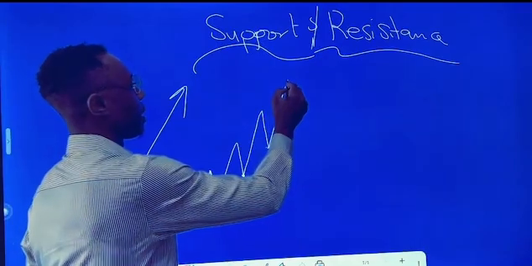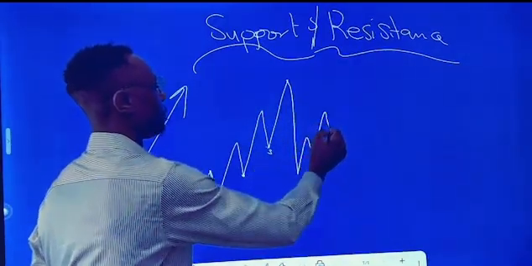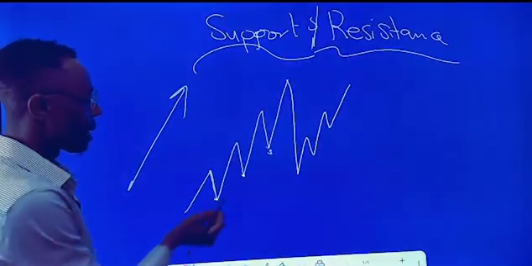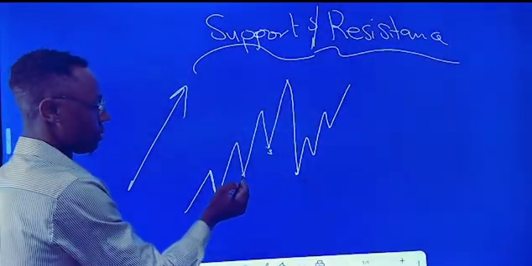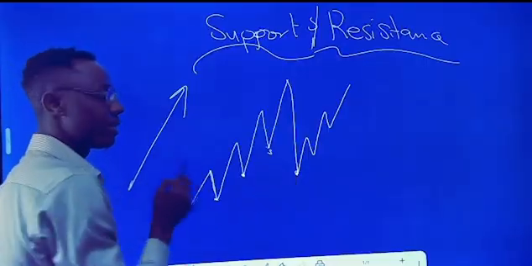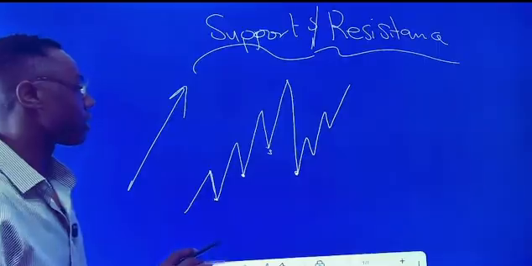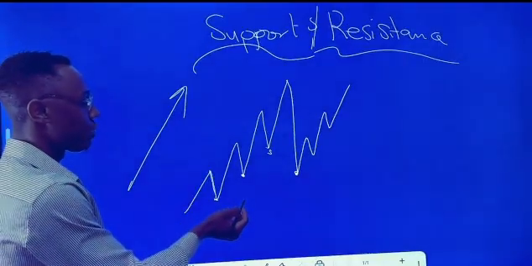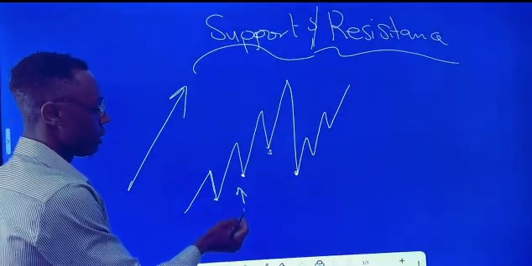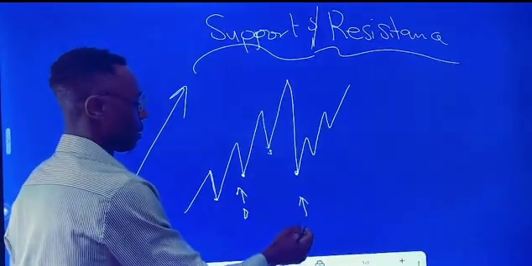Let's say the market comes back, touches this zone and begins to push up. Now the market has touched here twice, which gives it firm grounds. It gives us a confirmation that here the buyers are very strong. Buyers are very strong at this level.